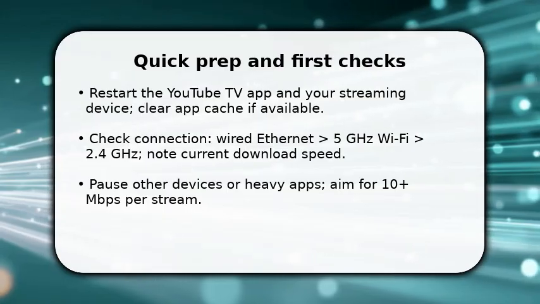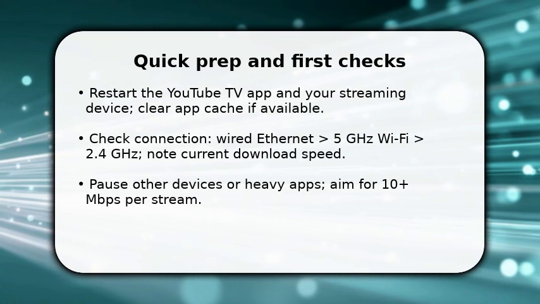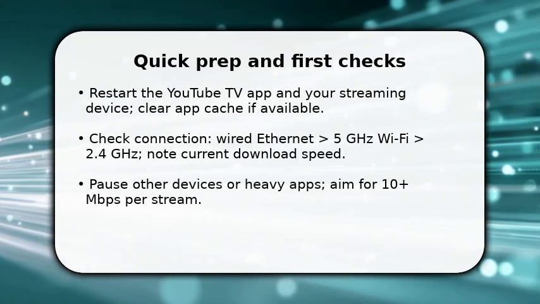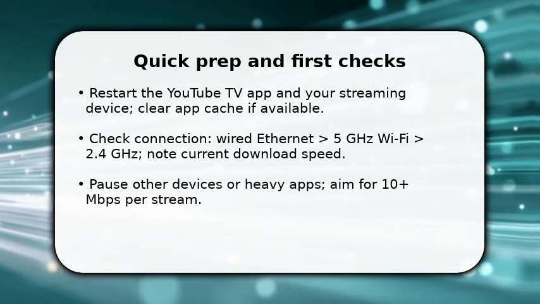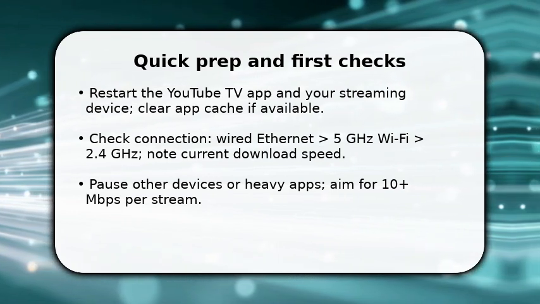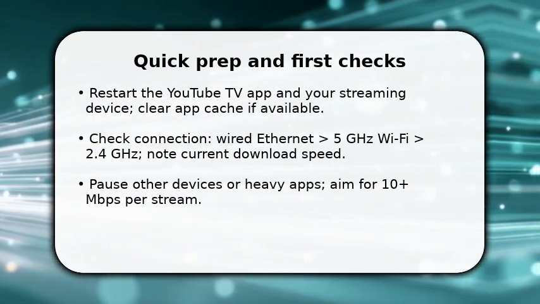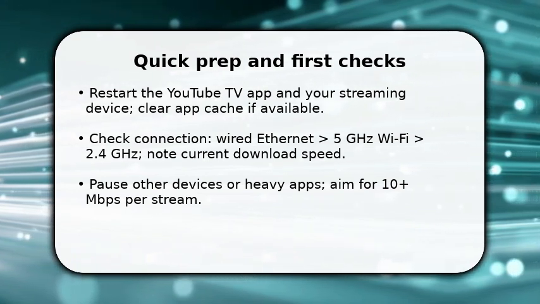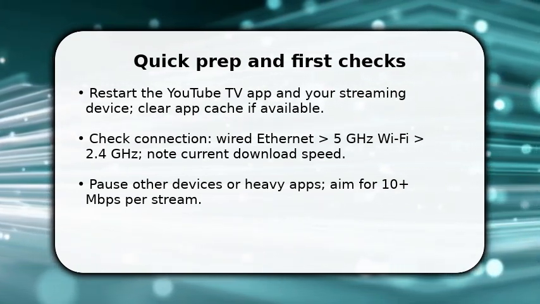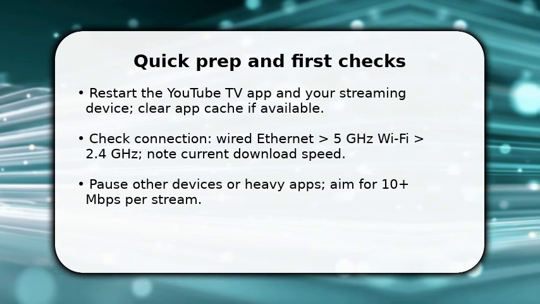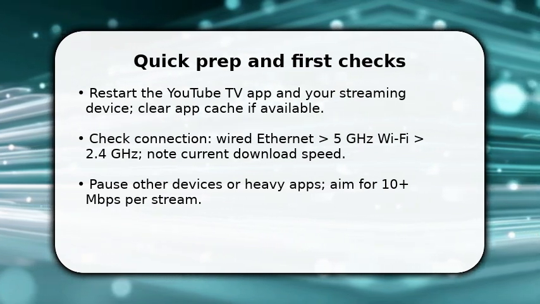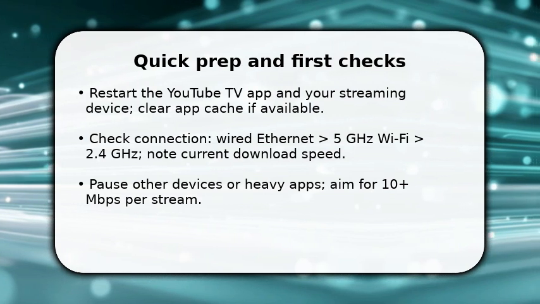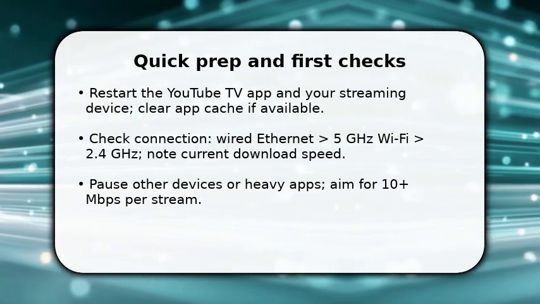You start by closing the app and power cycling your streaming device so temporary glitches clear. You want a fresh session. Next, confirm your connection type because Ethernet is more stable than Wi-Fi, and 5 GHz usually beats 2.4 GHz for throughput. Once done, run a quick speed test and pause other downloads or streams. This frees bandwidth and reduces packet loss, which is often the real cause of buffering rather than the app itself.